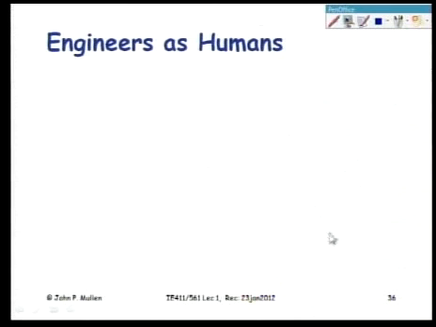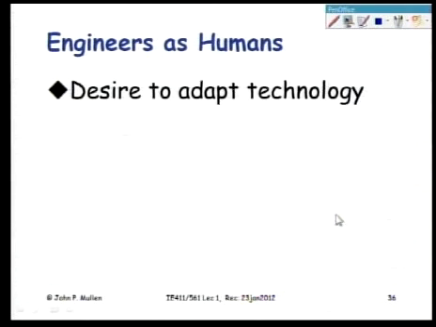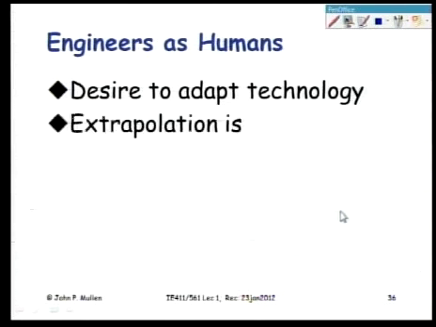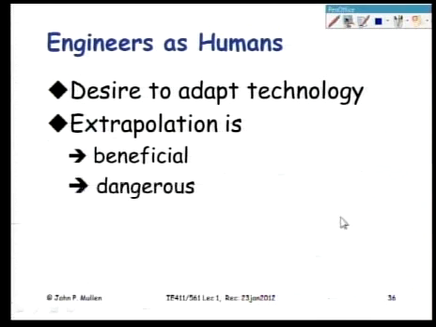Now, engineers, believe it or not, are humans. We want to adopt technology. That usually means we end up doing something that hasn't been done before, which is called extrapolation. It's beneficial, but it's also dangerous.